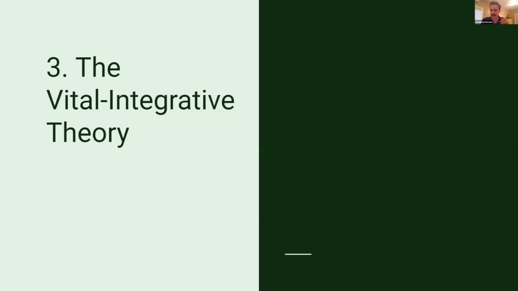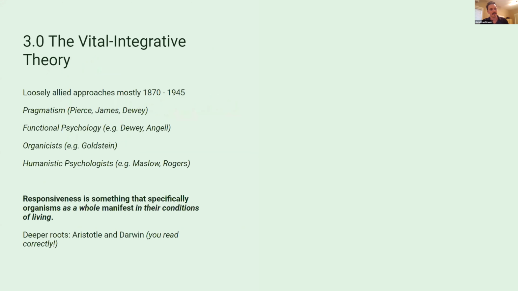Okay, so now to the second theory. I'm going to spend a little longer on this because it's a little bit less familiar. I wouldn't say this theory was ever put together in one place, but I'm drawing it from a bunch of loosely allied approaches in philosophy, psychology, and biology. I've listed some of the sources here: the American pragmatist philosophers, the functional psychologists, people who call themselves organicists, and some humanistic psychologists.